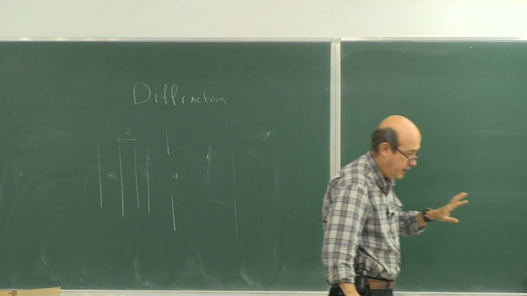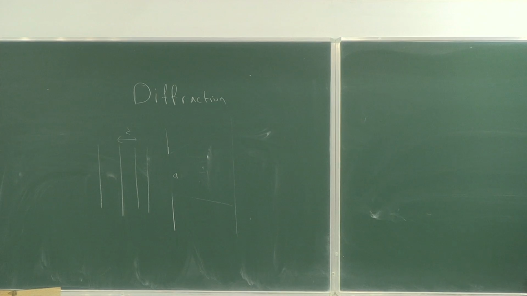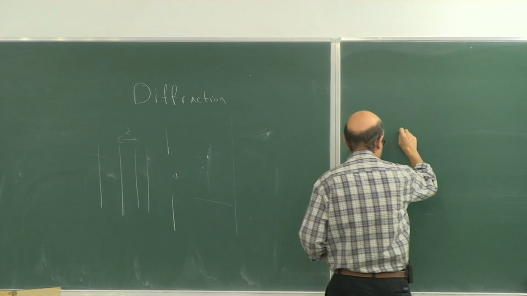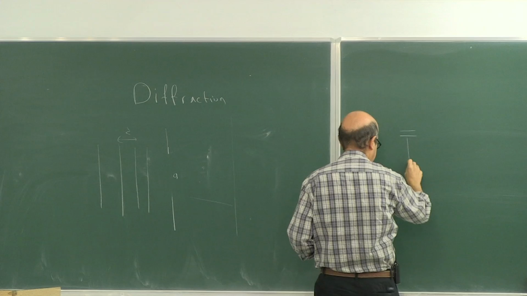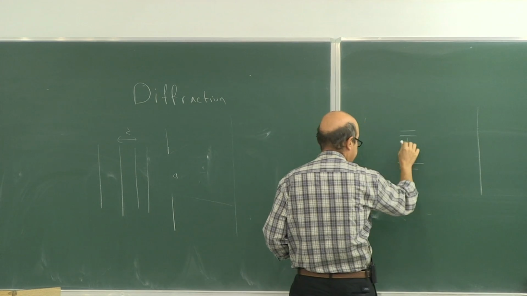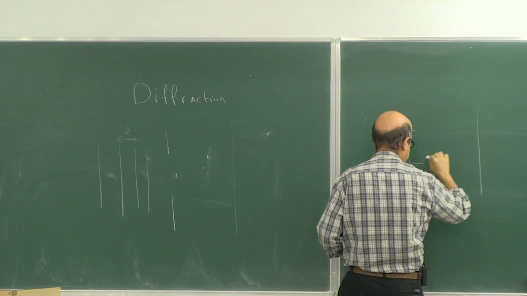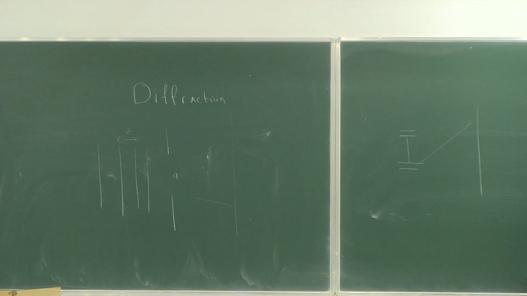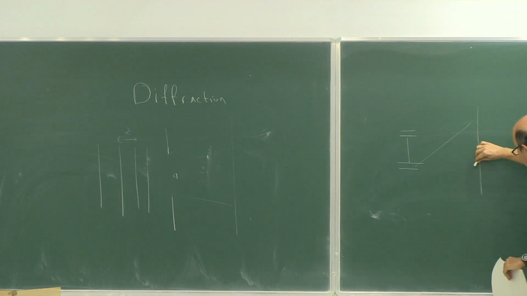Actually, it is hard to explain the difference between diffraction and interference. If you think about the Young double slit experiment, you can create an interference pattern. Some of the waves will add up, some of the waves will cancel out, and you can obtain an interference pattern.